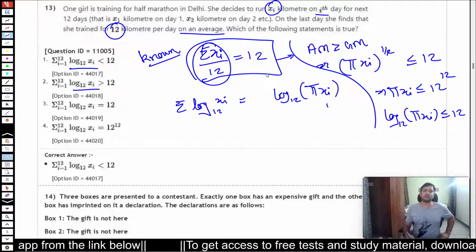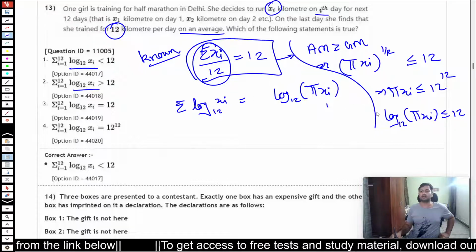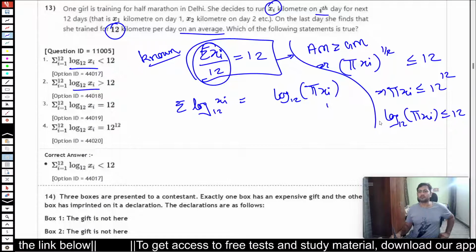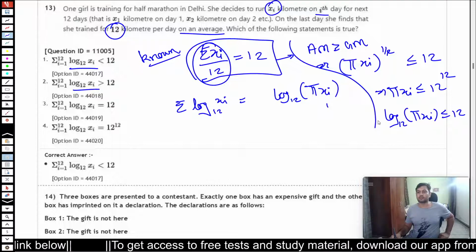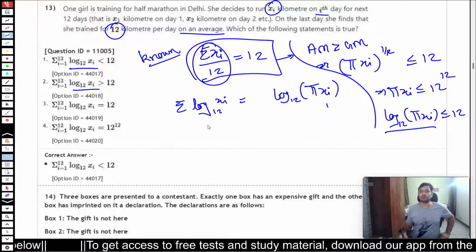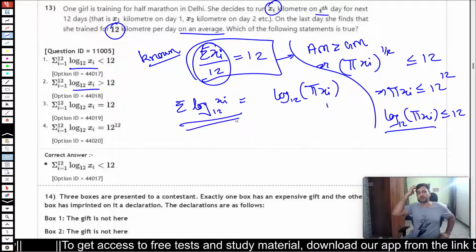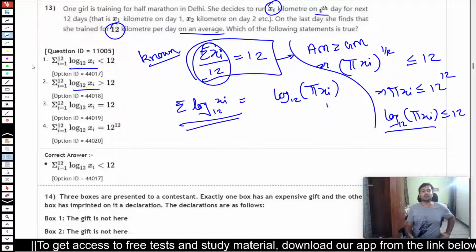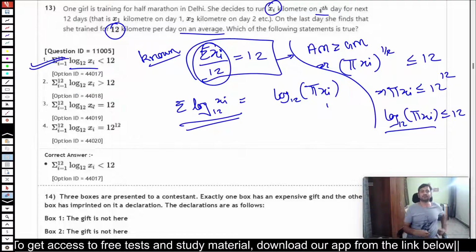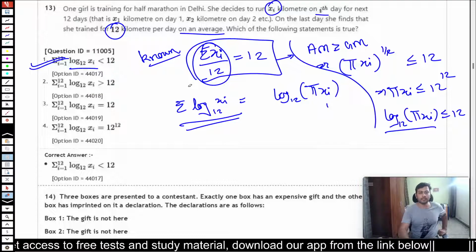So that's why you can say that this thing is less than or equal to 12, and this thing is nothing but summation log x_i to the base 12. So that's why your correct answer is option number 1.